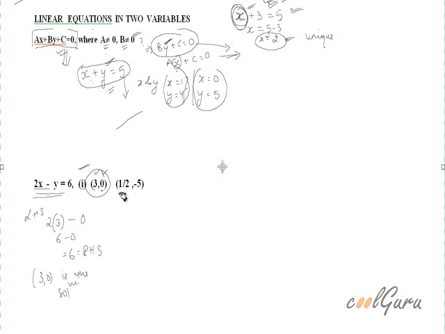Similarly, suppose we want to check whether this combination is solution or not. Again, I'll repeat the procedure, left hand side, twice, what is x? X is now 1 upon 2, minus y is negative 5. This gets cancelled, 1 plus 5, which is equal to 6, again equal to right hand side. So yes, (1/2, minus 5) is again the solution of the given equation.